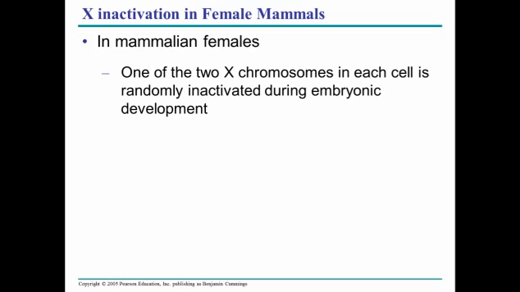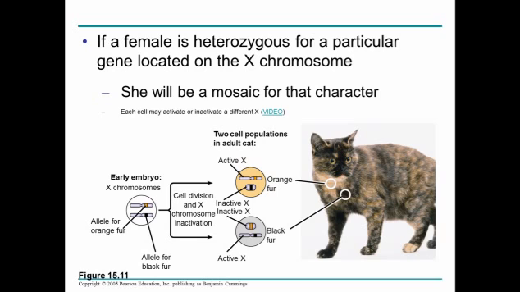X inactivation: one of two X chromosomes in a cell is randomly inactivated during development. It has nothing to do with dominance or recessiveness. It's only in females. So here's the calico cat. Here's an allele for orange fur, and here's for black fur. It doesn't matter which one is dominant.